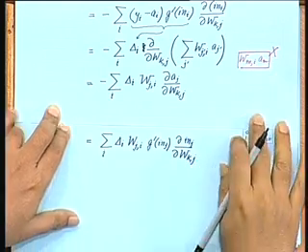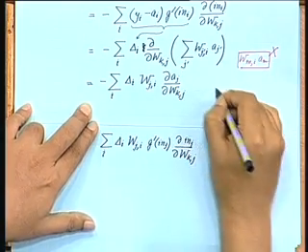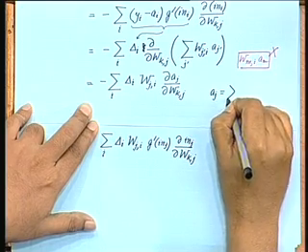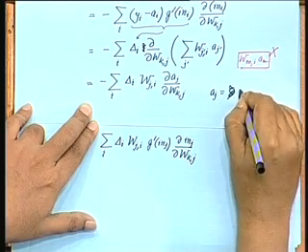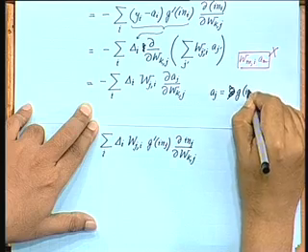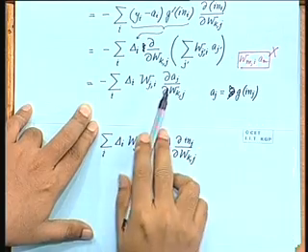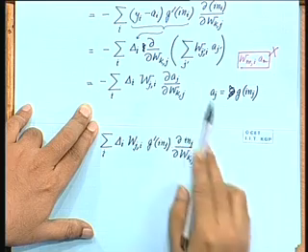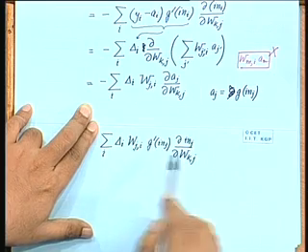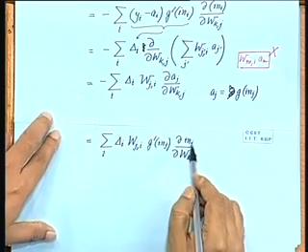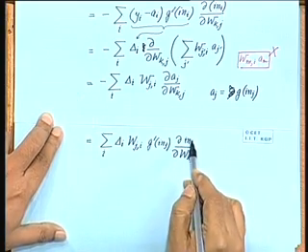How do we get this? Because a_j is nothing but g of in_j. So, if we apply the differential on that, we will have g dash of in_j coming out, and we will have delta of in_j by delta. Then again expand out this term.